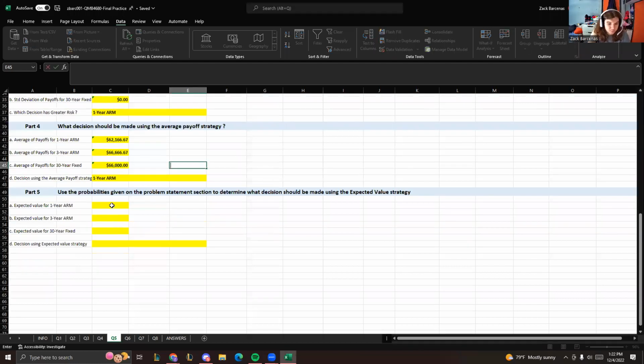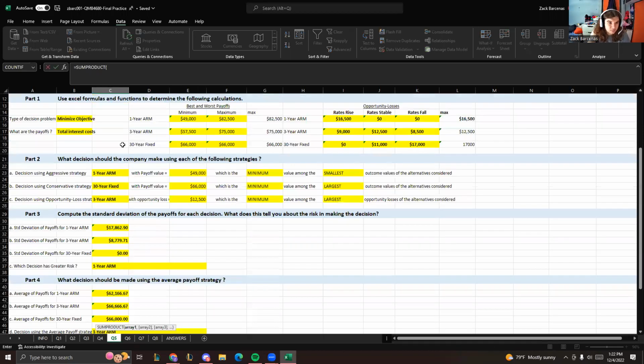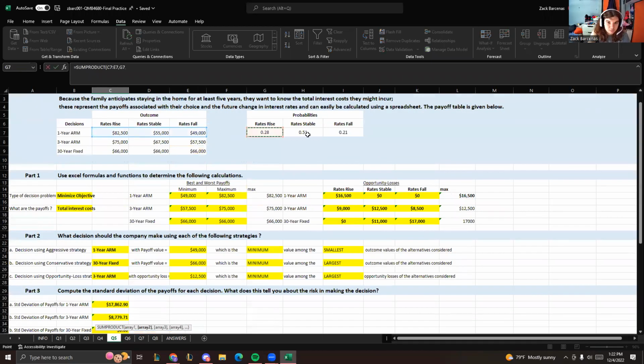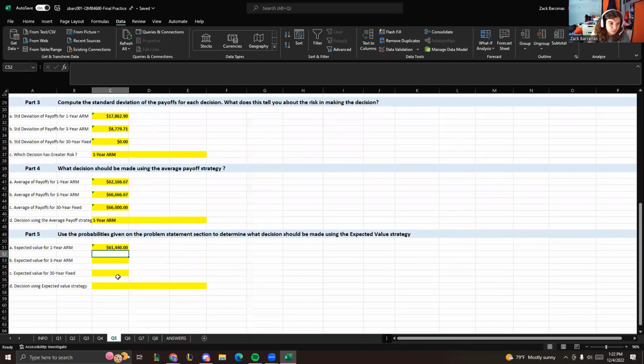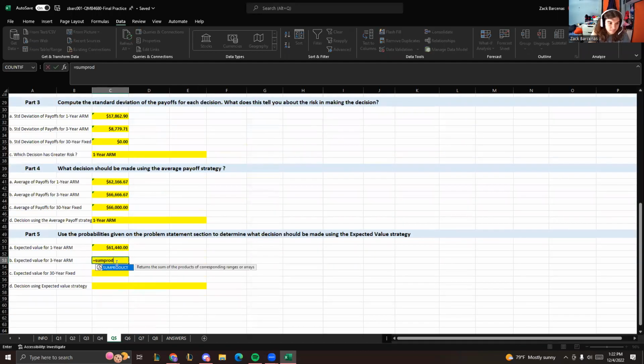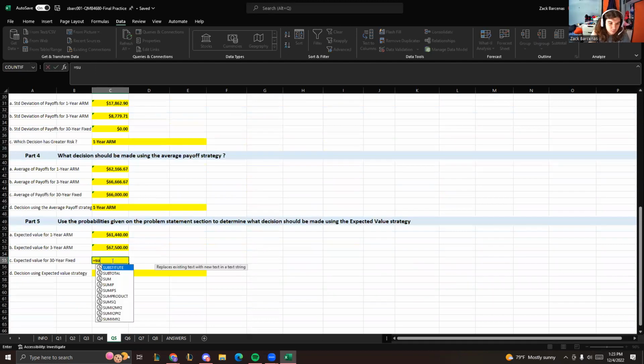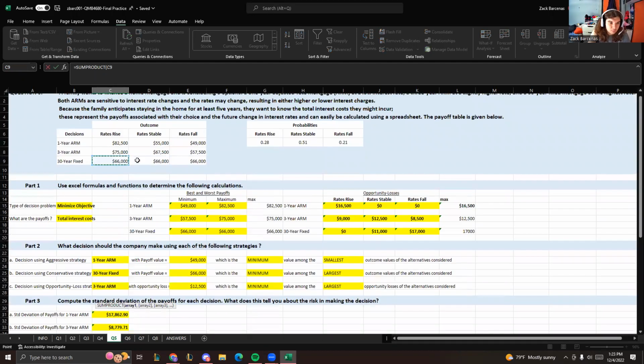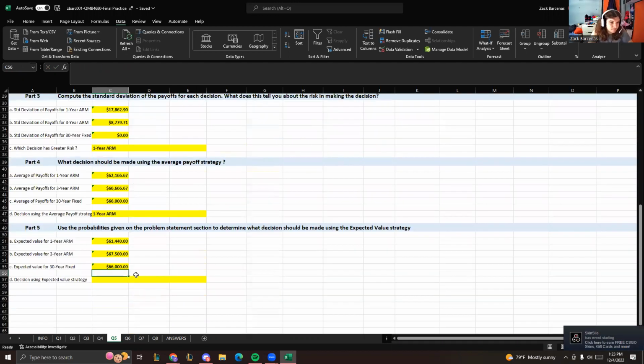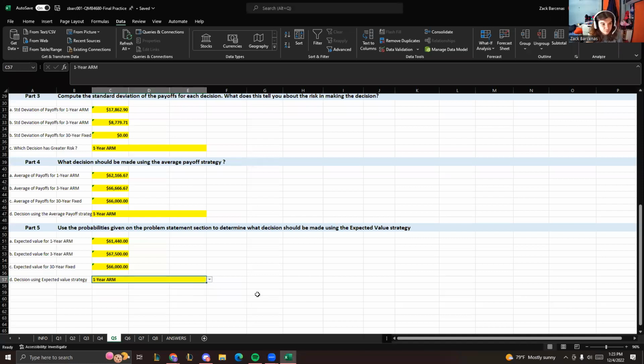So now for the last one, what we're going to want to do is sum product. The 1 year, and that's the first array. This would be the second array. Sum product, two arrays. Perfect. And then if you want to take the lowest, then you just take the 1 year because it's the lowest value of all of them. And that's how we do question 5.